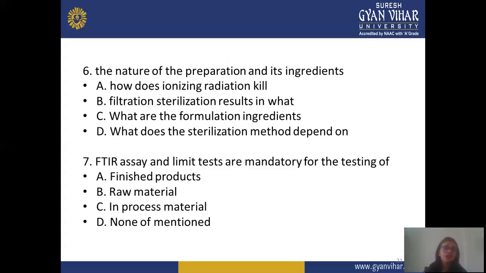And next is the seventh question: assay and limit test are mandatory for testing of this FTI test. We already covered this in pre-formulation. In this FTI test, assay and limit test are mandatory for testing which type of product? A is finished product, B is raw material, C is in-process material, and D is none of the mentioned, means not mentioned in ABC. You just select any one option: maybe finished product, which means final product, or maybe before starting a formulation, raw material, or in-process material, or not mentioned in options A, B, C.